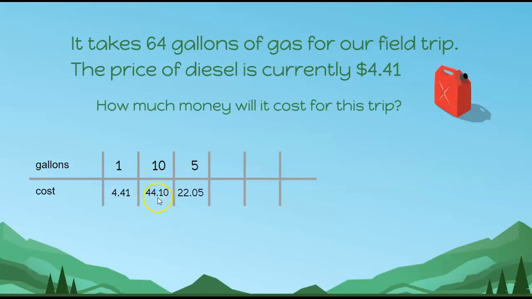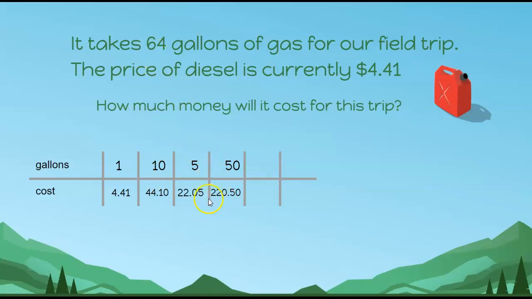Half of 44 is 22. Half of 10 is 5. So I got 22 and 5 cents. Pretty easy so far, I think. And now I cut this in half because I want to get to 50, because 50 plus 10 will give me 60.